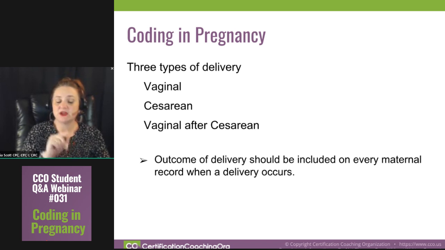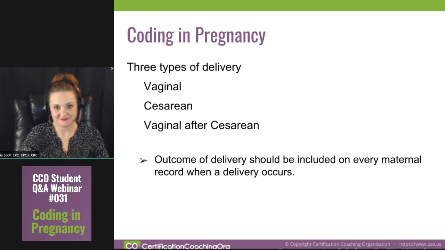Now, let's go to the first scenario. Number 1 was vaginal, number 2 was a C-section. Third, you try to deliver vaginally and it doesn't work, and you end up having a C-section. Then you're not a vaginal after cesarean, but there's a code stating that you attempted a vaginal delivery and ended up having a cesarean, post-cesarean in the past.